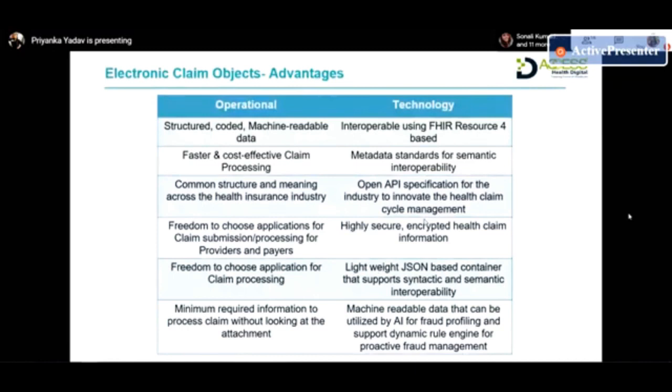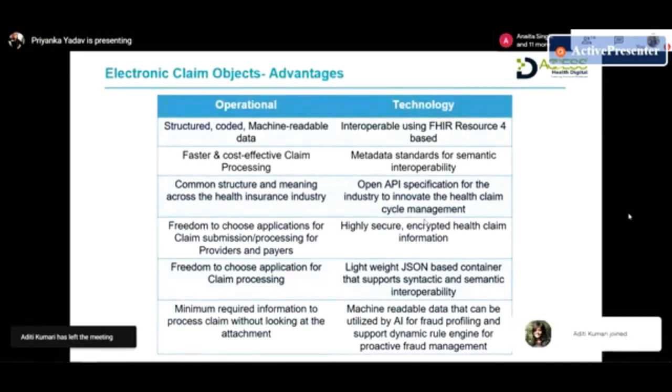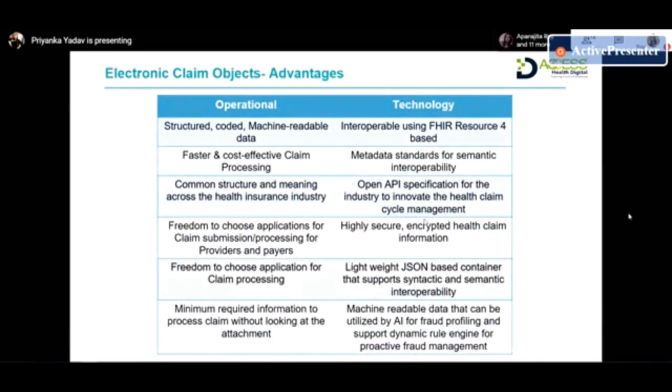Okay, so now we have finished reading about these objects. I know you already know the advantages and disadvantages, but I'll just read them out. Operational advantages: till now we had paper forms, we couldn't analyze data, it was basically a dump of information. I had to read through every single sentence, every single form to arrive at a conclusion. Now with e-objects, we'll have structured, coded, machine readable data, which is very clear to all of us.